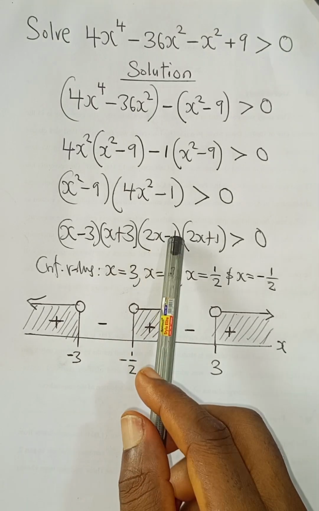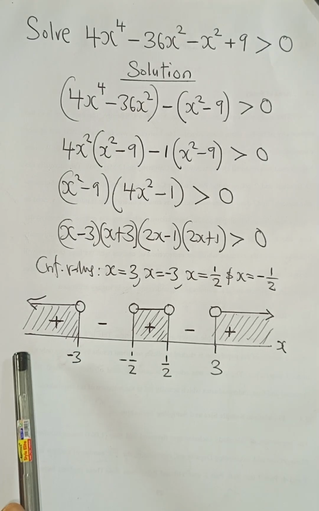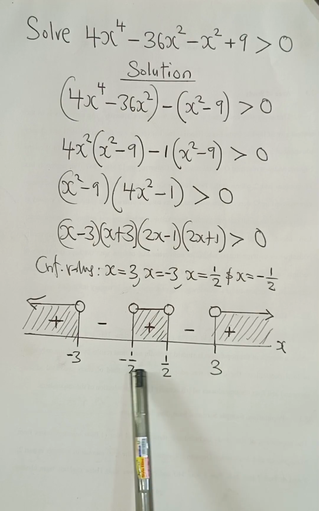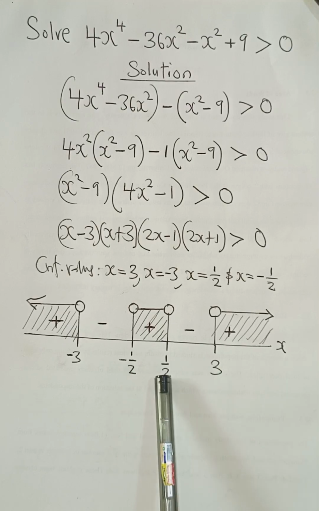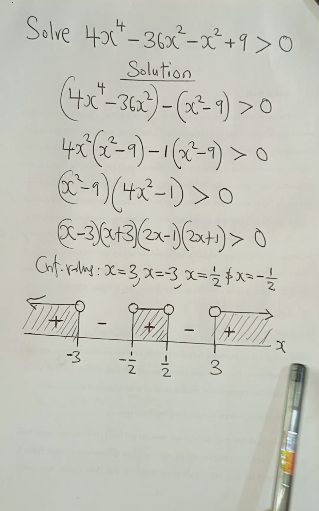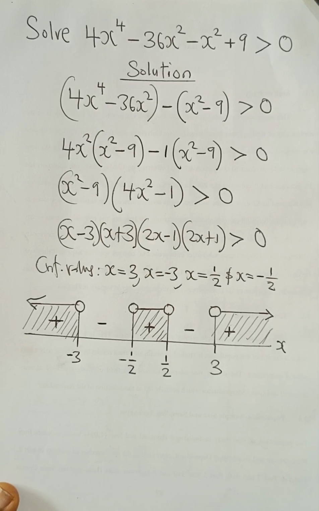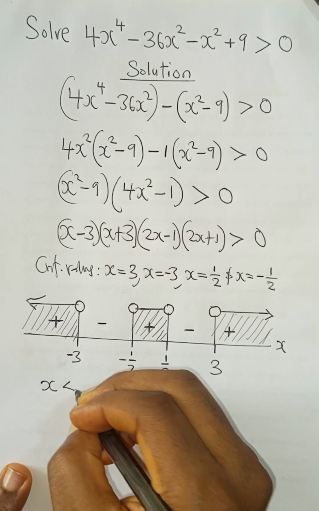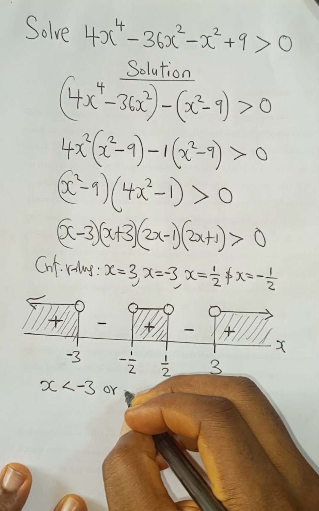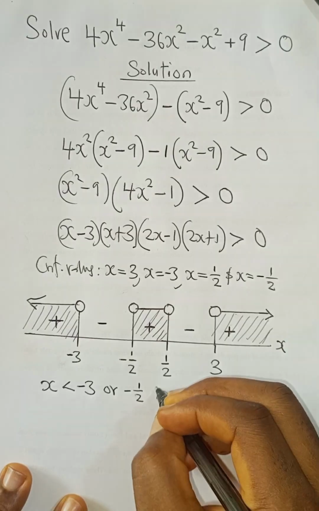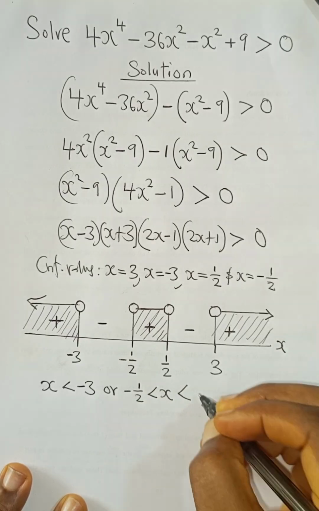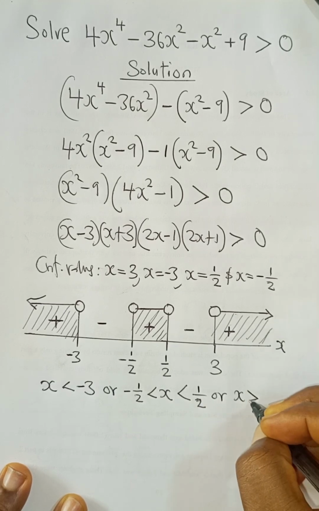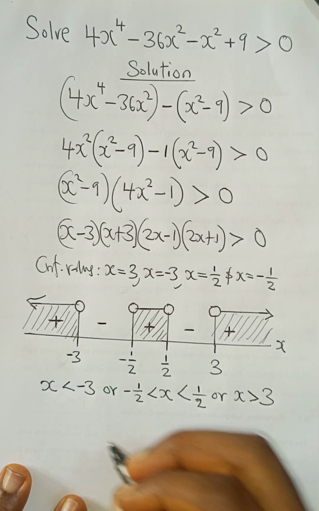So the solution to this quartic inequality is from negative infinity to before minus 3, after minus 1 over 2 to before 1 over 2, after 3 to before positive infinity. How do we present the answer? We can present it by saying that s is less than minus 3, or minus 1 over 2 is less than s less than 1 over 2, or s is greater than 3. That is one way you can present the answer.